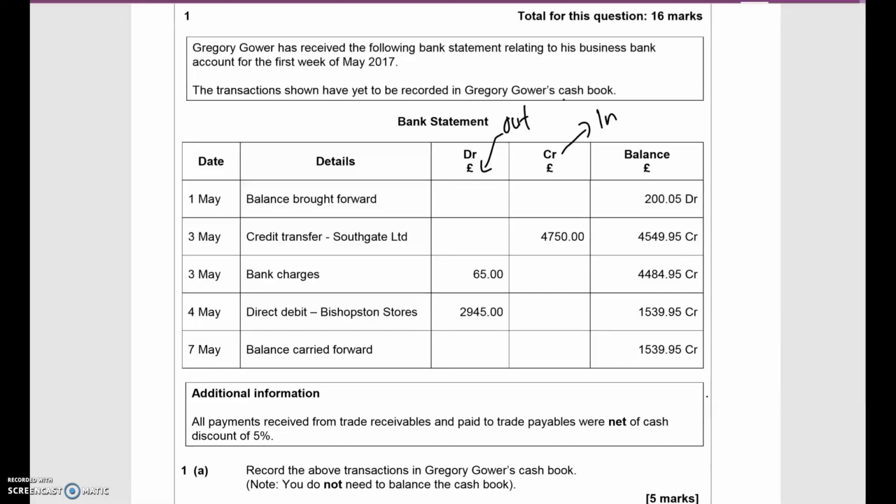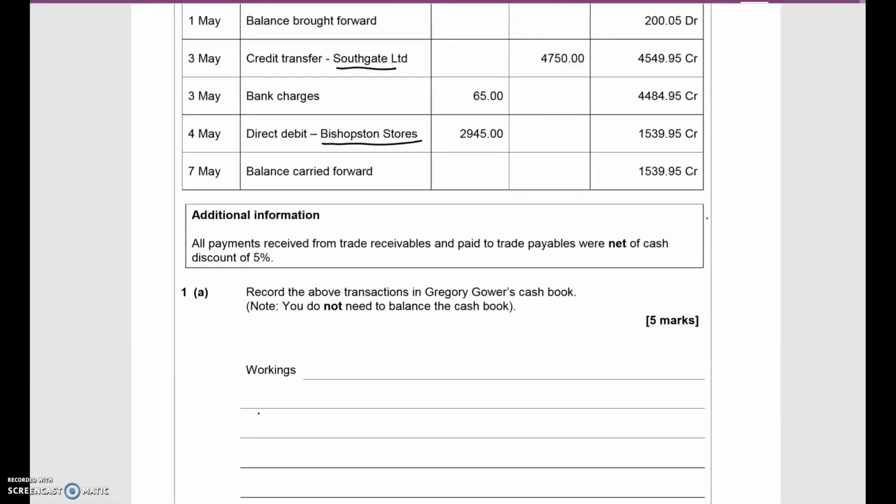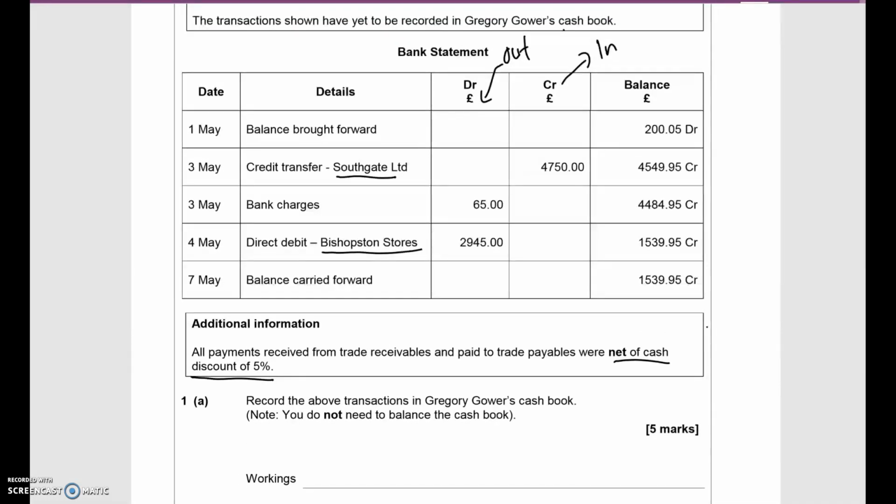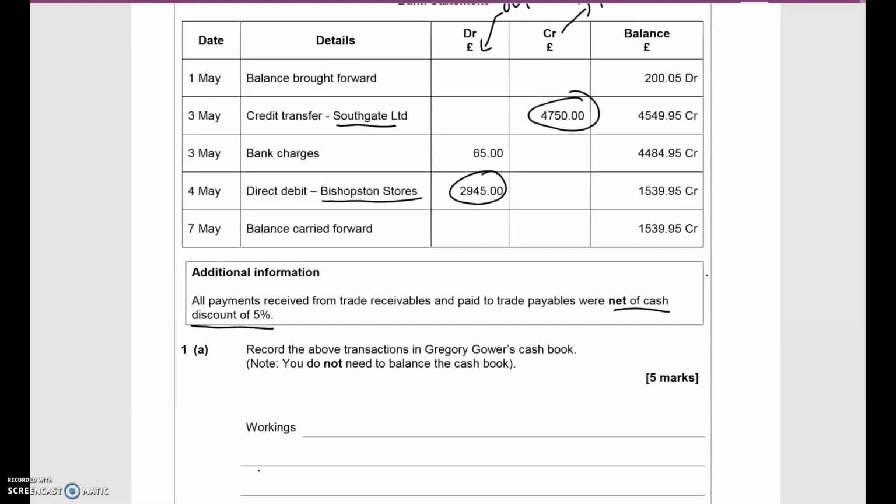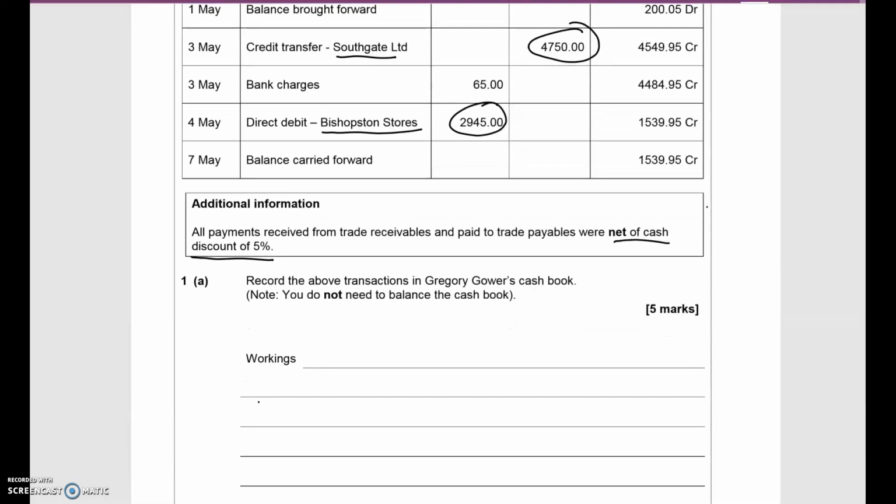So we have here a credit transfer from Southgate Limited. Because this is money coming in, these must be our trade receivables, and we have a direct debit to Bishopston Stores, and they must be our trade payables. We have everything that's net of cash discount of 5%. So each of these figures which I've circled represents 95% of the value. The remaining 5% is the discount, and the gross amount will be 100%. So we have to work out what that 5% is.